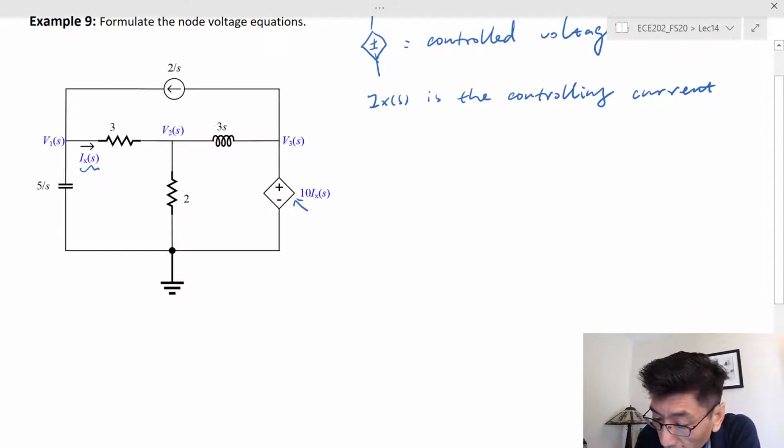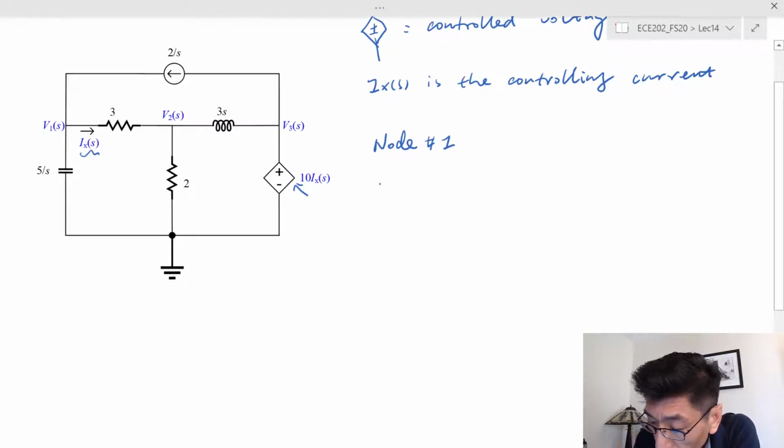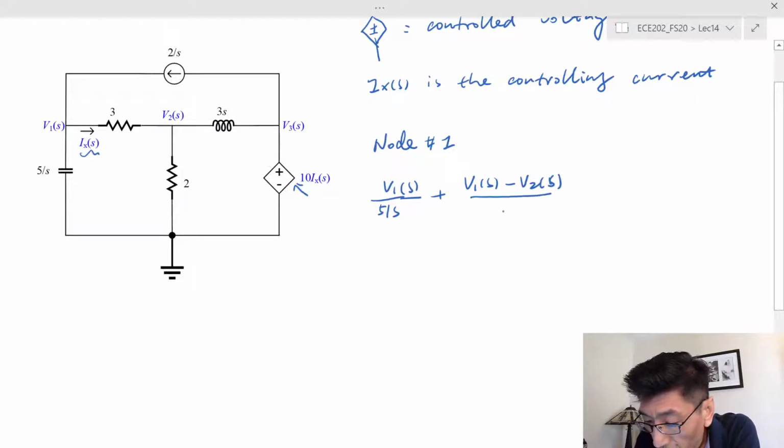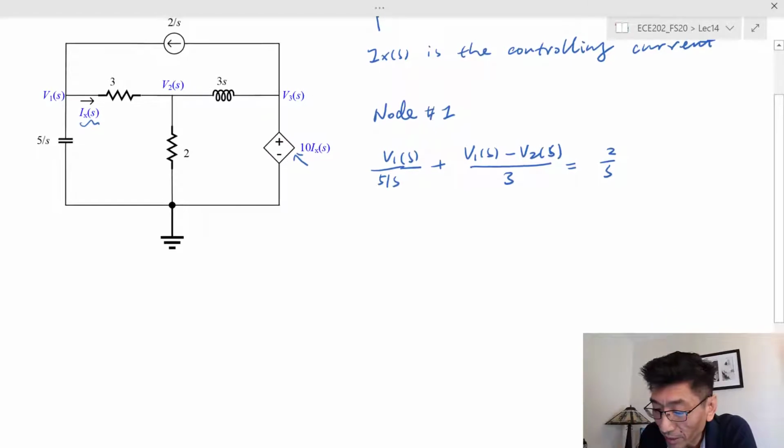Let's look at node number 1. At node number 1, I still write the KCL equation, remember? So in this case, I have V1 over 5 over s plus V1 minus V2 divided by 3 ohms. That equals 2 over s. So the first equation is good. We don't need to do anything for that.